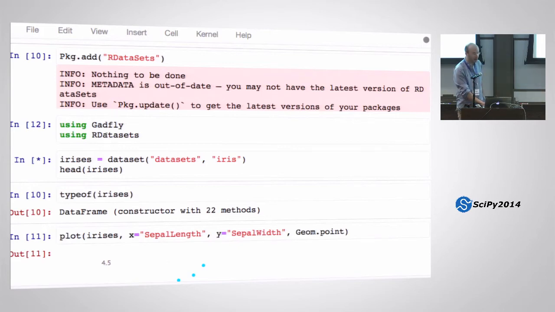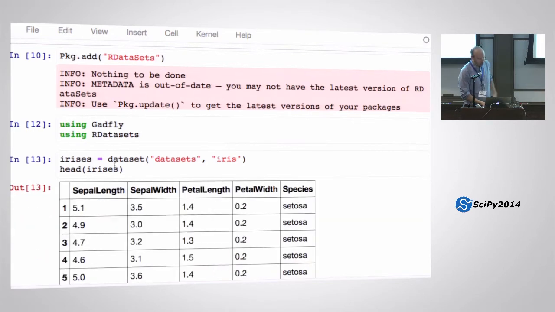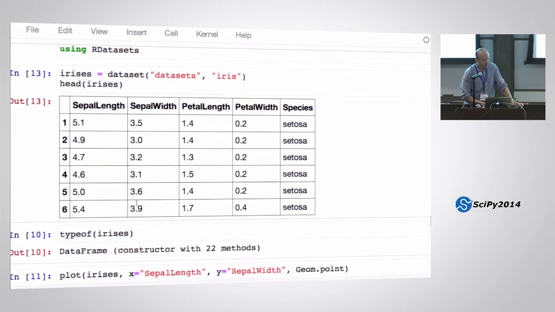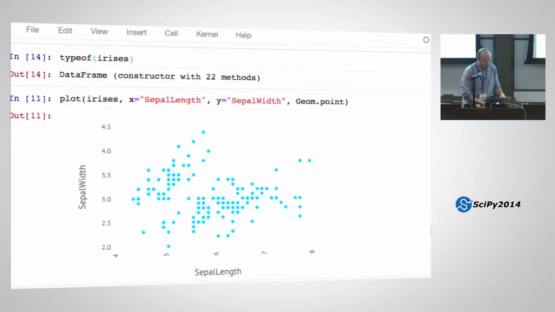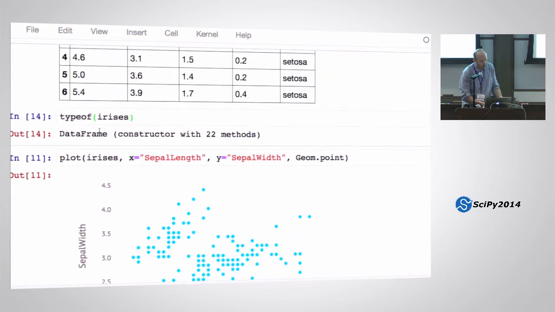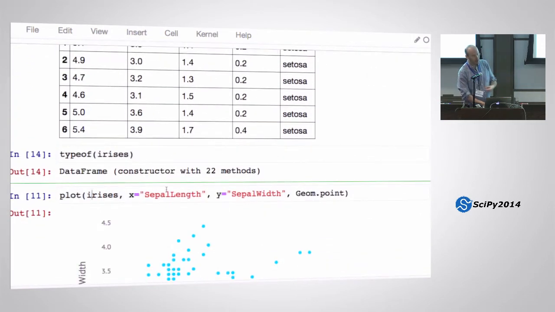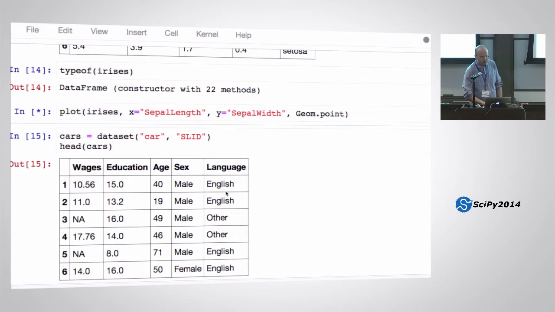Yeah, I didn't execute the using R datasets. So it's very similar to pandas, it gives you this nice table. So what kind of type is that? It's a data frame. And then Gadfly knows what to do with a data frame. So the data frame has several columns, and I can specify which data from which column I want on the x-axis, which data I want on the y-axis, and draw it with points.